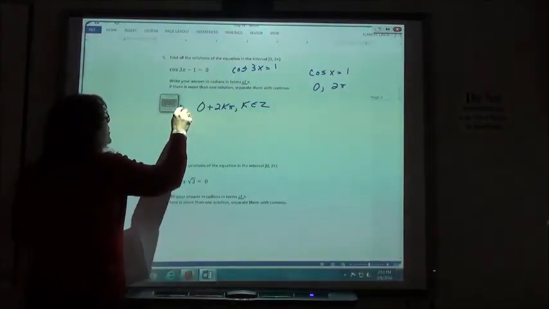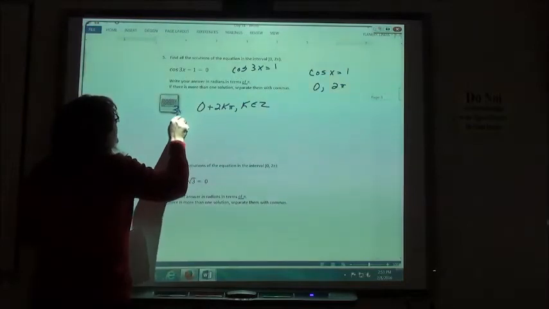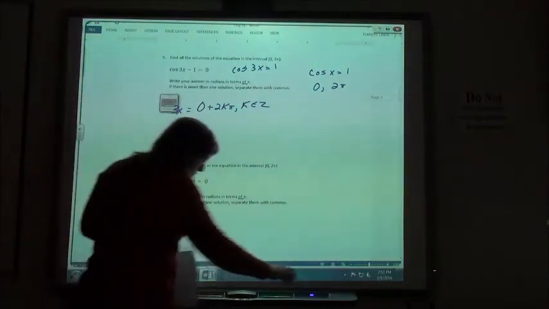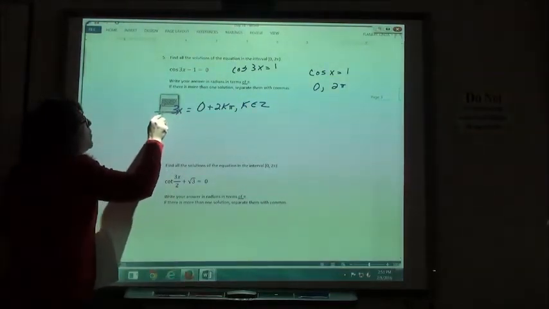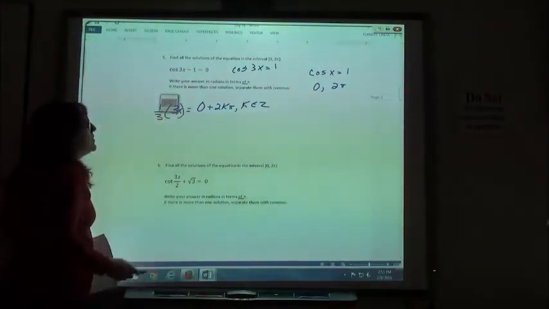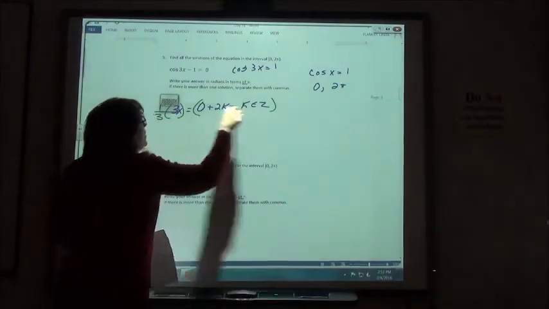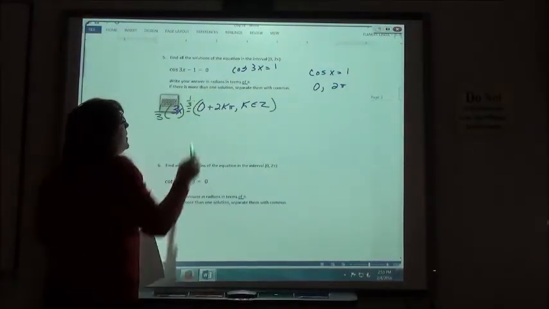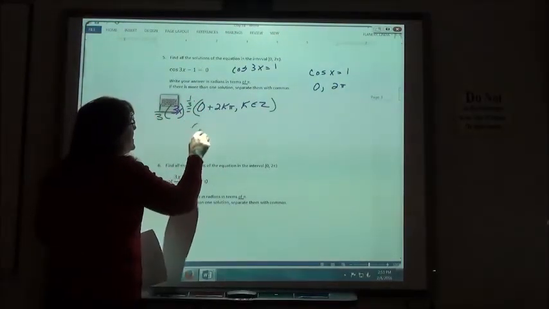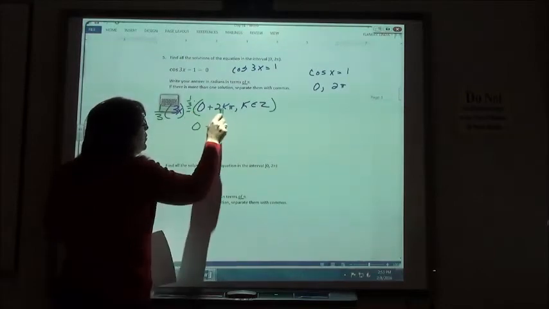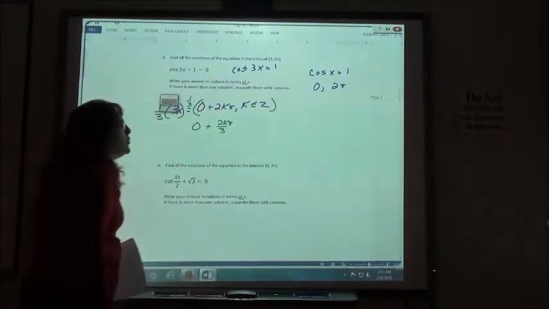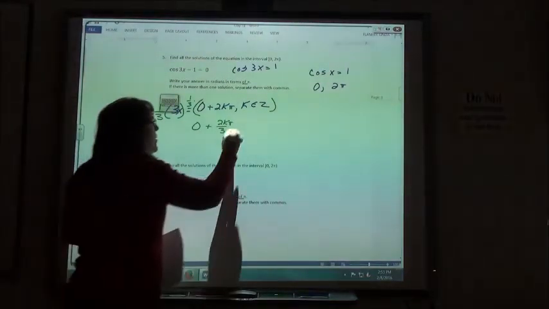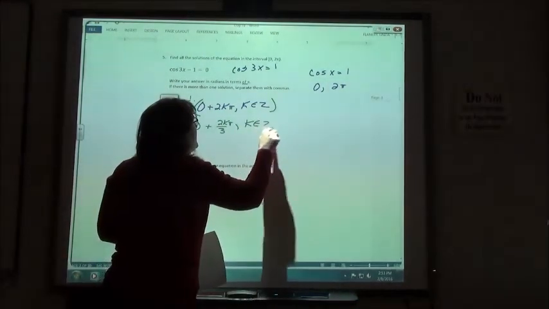But this time we're going to say 3x is equal to that. So if I want to solve this for x, I'm going to multiply by 1/3, which is the reciprocal of your 3. So I'm going to times by 1/3. Well, 0 times 1/3 is 0, plus 1/3 times this would be 2k pi over 3, or 2/3 k pi, with k being an element of z.